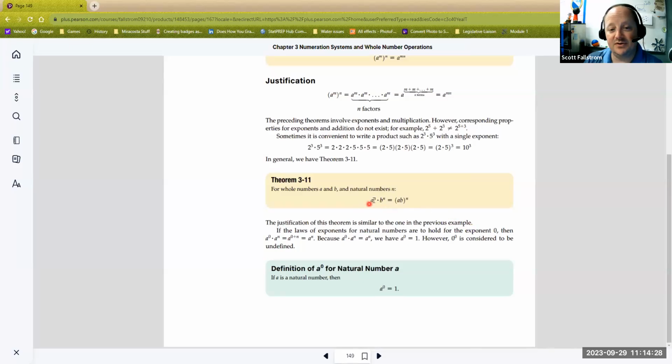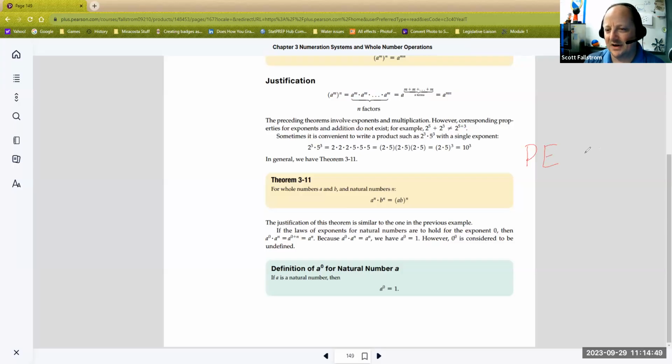All right, and yes, if you have two things, you can go both directions with theorem 3.11. If you have a times b raised to the n, you could kind of distribute the exponent over. Or if you have 2 different bases but the same exponent, you could rewrite it that way. And so I do want to bring up something here with the order of operations. You have parentheses is kind of a key piece.